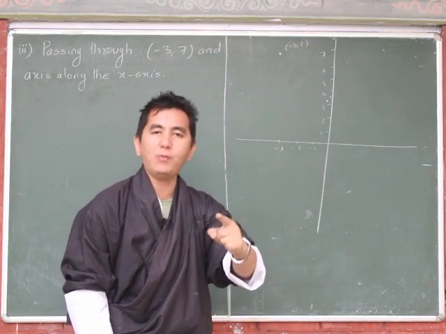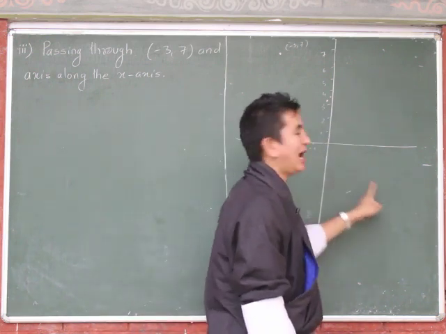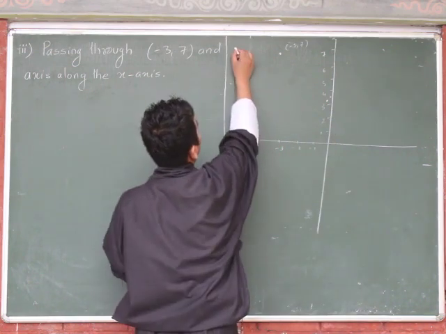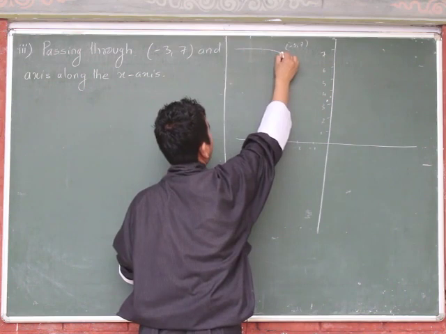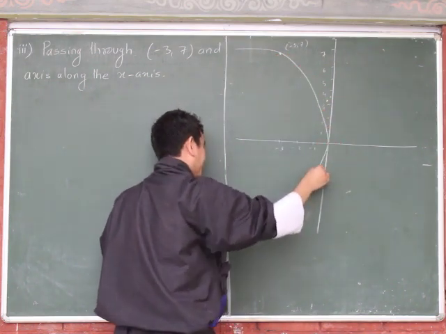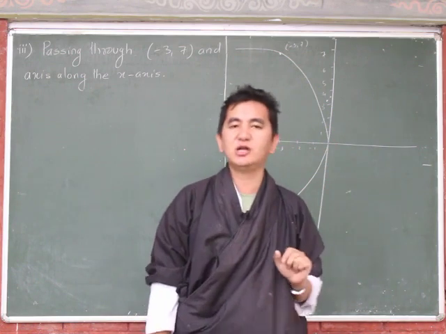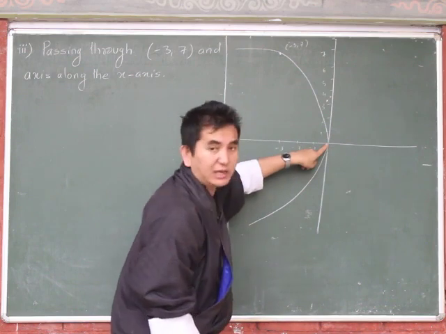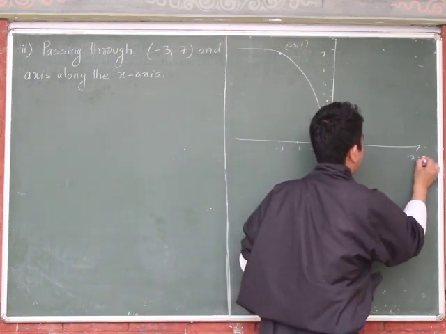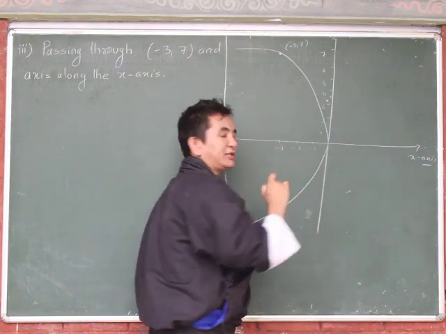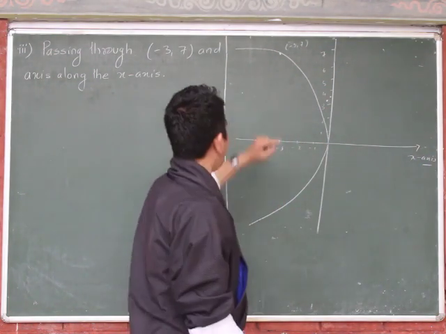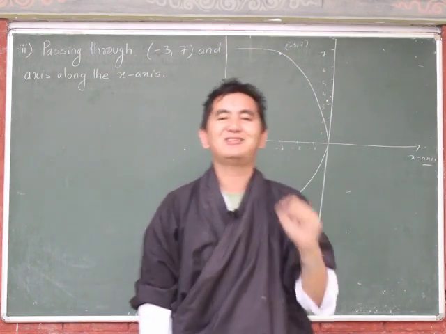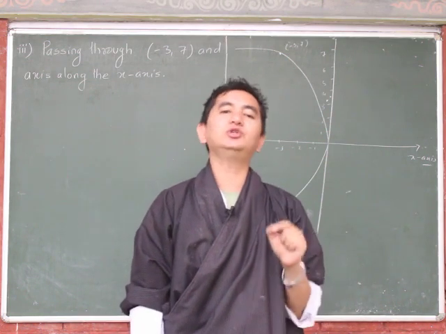With the vertex at the origin, obviously it cannot be concave right. So this should be concave left. I hope you got it now. This is concave left, axis along the x-axis. This x-axis is the same as the axis, and a line passing through the vertex is called the axis of the parabola. The vertex is at the origin and it is passing through negative 3,7, which means this is concave left. That is how you need to understand.